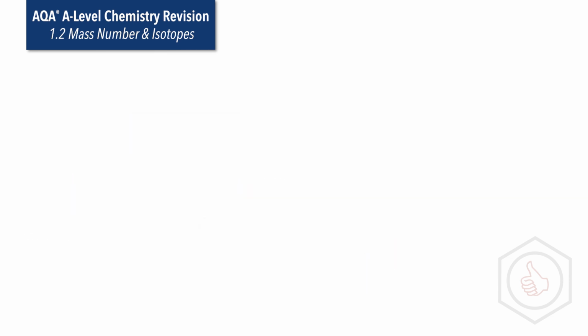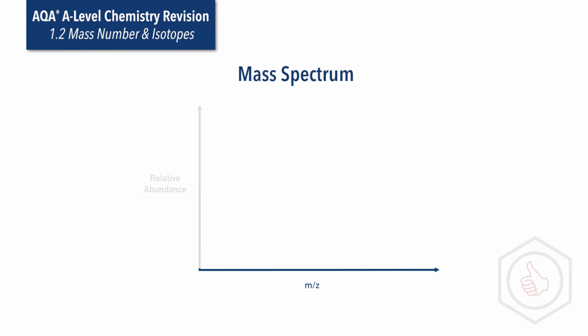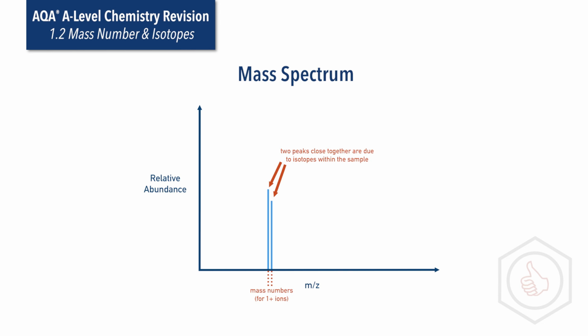A graph is produced by the mass spectrometer called a mass spectrum, with the x-axis being mass to charge ratio and the y-axis being relative abundance. Each peak in the graph represents an isotope. The m/z value is a mass to charge ratio. Assuming the ions being detected have a positive charge of 1, this m/z value just becomes the mass of the ion being detected. And the relative abundance just shows how much of each ion there is compared to each other.